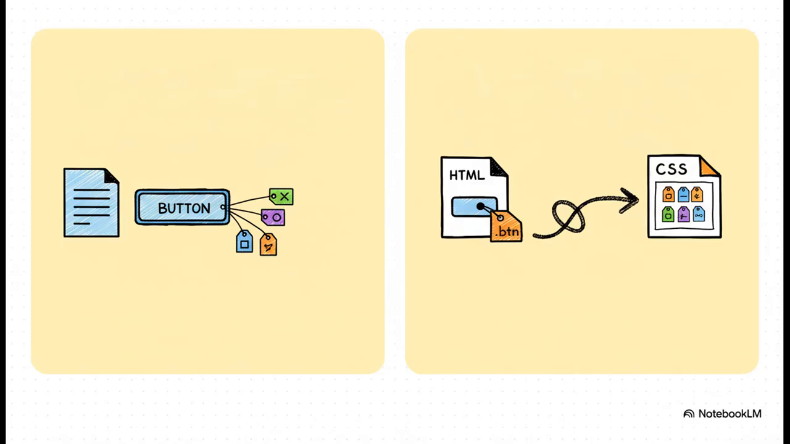So let's compare these two paths side by side. On the left, you've got the pure utility-first approach, where everything is right there in the HTML. On the right, we've used @apply to bundle all those utilities into a .btn class. Now, the HTML definitely looks cleaner, but this is a choice that comes with some pretty serious trade-offs.